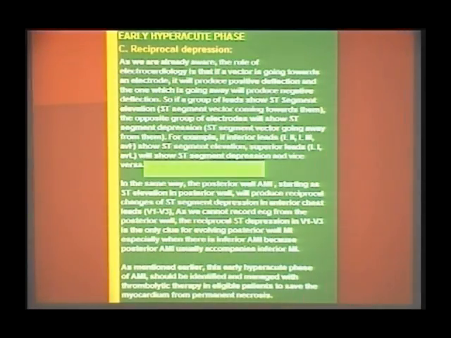So the third important change of a hyperacute phase is what is known as reciprocal depression. Reciprocal depression is nothing but the same principle we have told you right from the first lecture: if an impulse goes towards an electrode, this electrode will be positive; going away, negative. So when the ST elevation is happening in a certain group of leads, the ST vector is coming towards that group of leads.